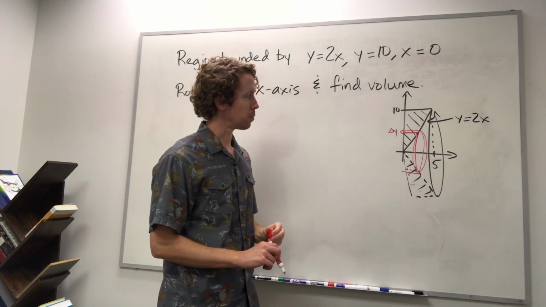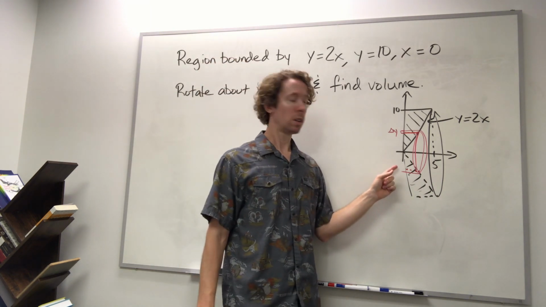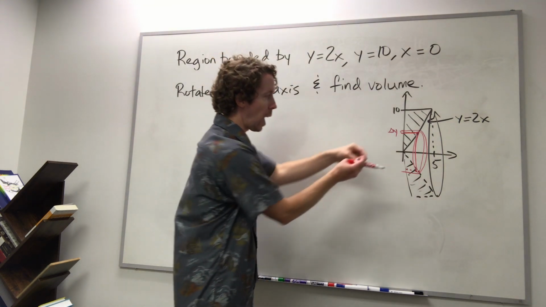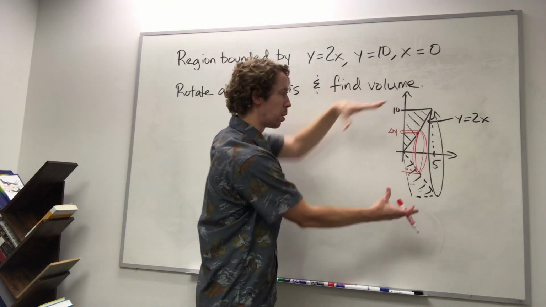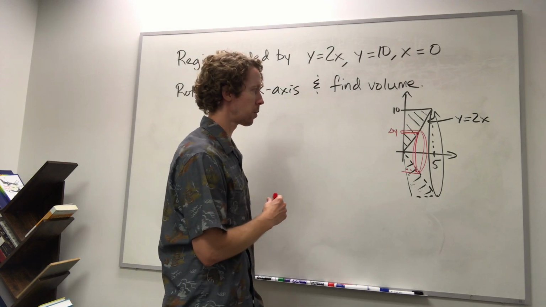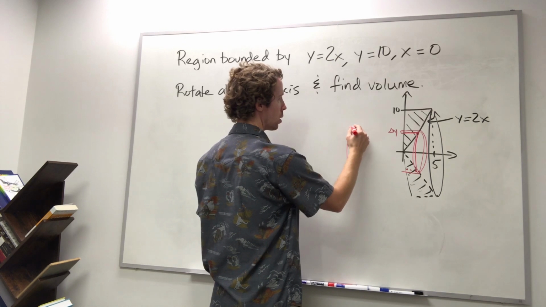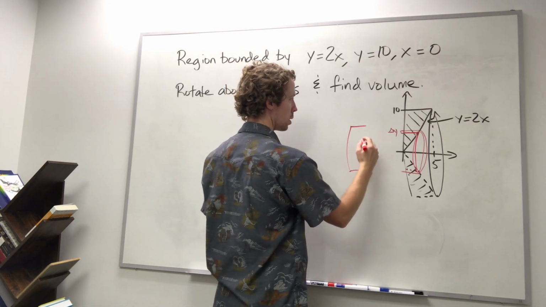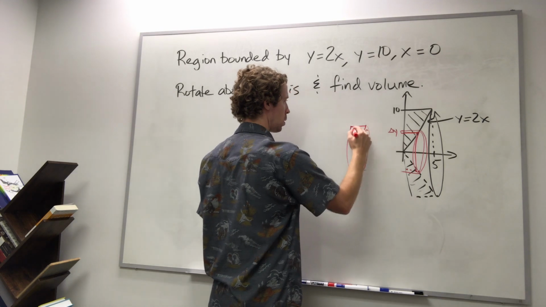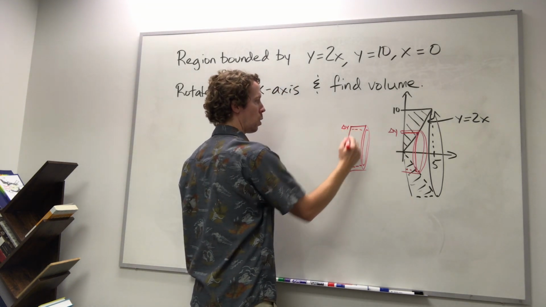So what I need to do is think about how to find the volume of one of these shells on its own. Then I can add up the volumes of all the shells to get the approximation. And then that becomes the integral when I take the limit. So one of these shells, if I draw it over here, looks something like this. And I know this width is delta y.